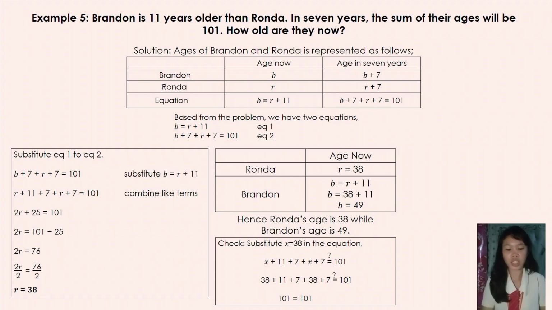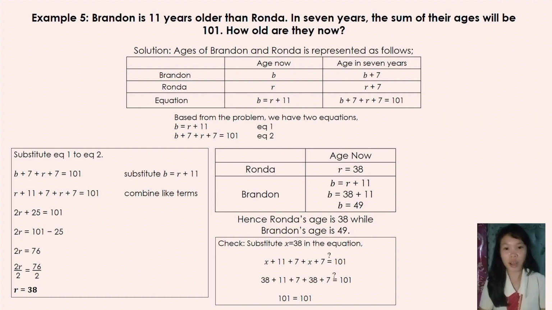So Rhonda's age now is 38. So we will substitute it in B equals R plus 11 in order to know Brandon's age now. So it will be B equals 38 plus 11. So B equals 49. Hence, Rhonda's age is 38 while Brandon's age is 49.